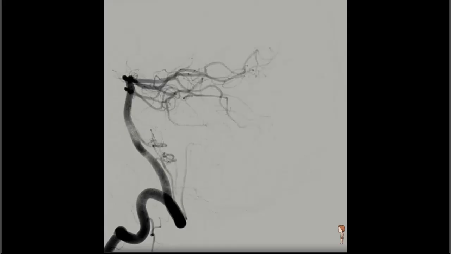This is a lateral view also of the vertebral artery. We can see as it goes from the vertebral artery to the basilar, to our superior cerebellar and our posterior cerebral artery.